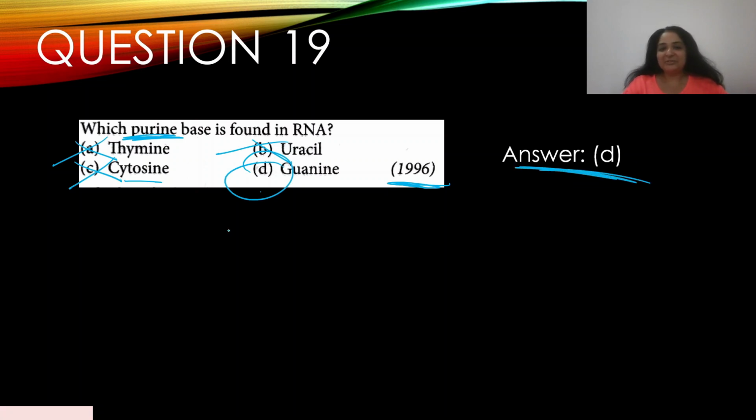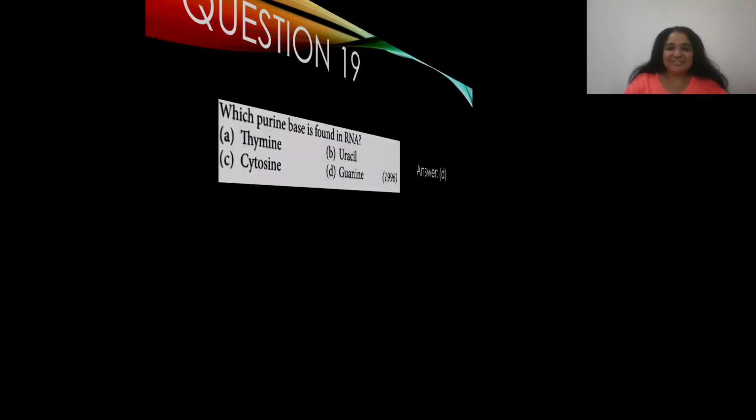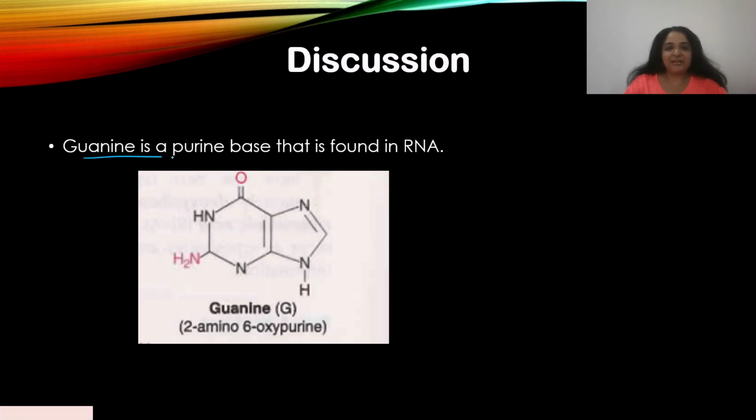Again, it's a very good twist to the question. If you don't read the question properly and you are not able to differentiate between purine and pyrimidine bases, you get the answer wrong. Okay, let's go to the discussion. So guanine is a purine base that is found in RNA as well as in DNA. Okay, so this is the structure of guanine. Okay, let's move on.